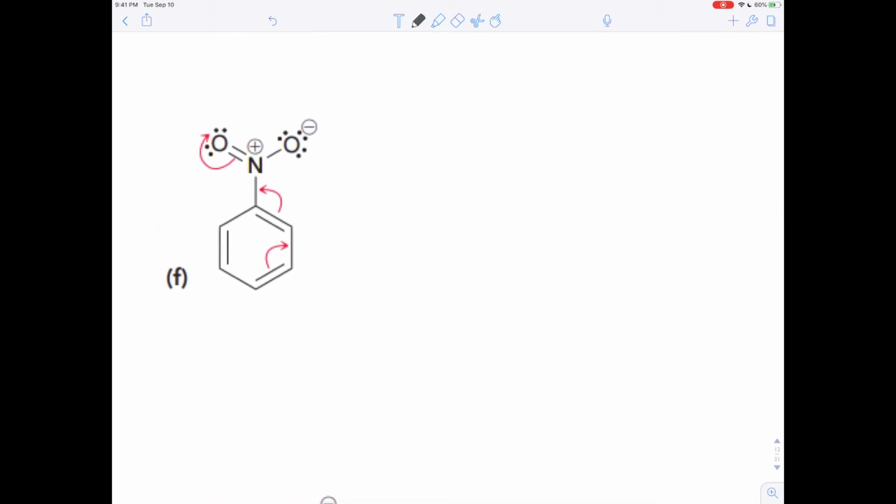All right, let's try F. First step, redraw the molecule exactly as it is, just without the curved arrows.